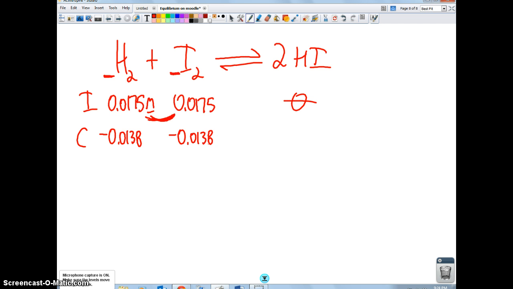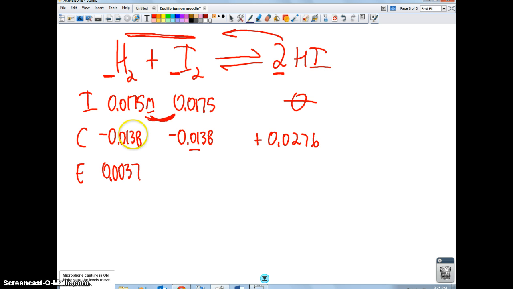And at the same time that those are losing, this is going to have to be increasing at twice the rate. Again, going back to the kinetics, if this is how fast this one's going away, this one's going to increase twice as fast, 0.0276. So when I get to the very end, my equilibrium concentrations, these are not completely gone. Remember that hydrogen and iodine are also being formed as the hydrogen iodide goes in the reverse reaction. So this stuff does not go away completely. In fact, instead, I'll have 0.0037 if I subtract these two values, and 0.0037. But over here, 0 plus 0.0276 is 0.0276 here.